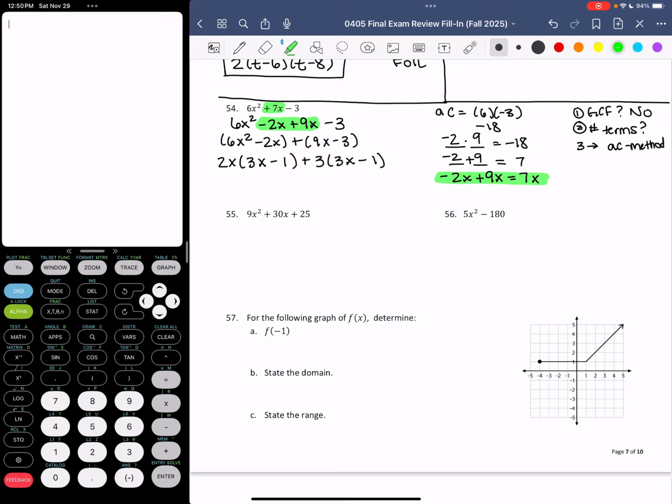So now I've got my matching parentheses like I wanted, right? 3x minus 1. So now we have 2x plus 3 and 3x minus 1 has been factored out, and that would be our final answer. Of course, you can FOIL it and double check your answer.